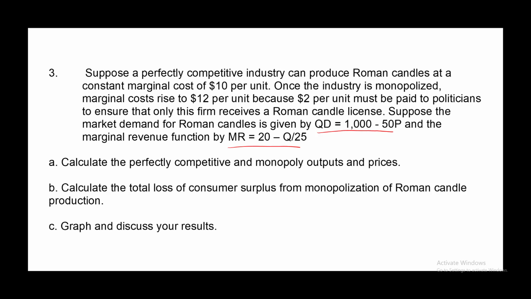Instead of doing part B and part C in order, I think it's best to do part C first, then part B, because from the graph you can calculate the consumer surplus for perfect competition and for the monopoly, and then subtract to see the loss of consumer surplus from monopolization. So this is the graph of the demand curve and the marginal revenue curve. The quantity demanded graph was 1000 minus 50p. When p is equal to 0, Q is equal to 1000.